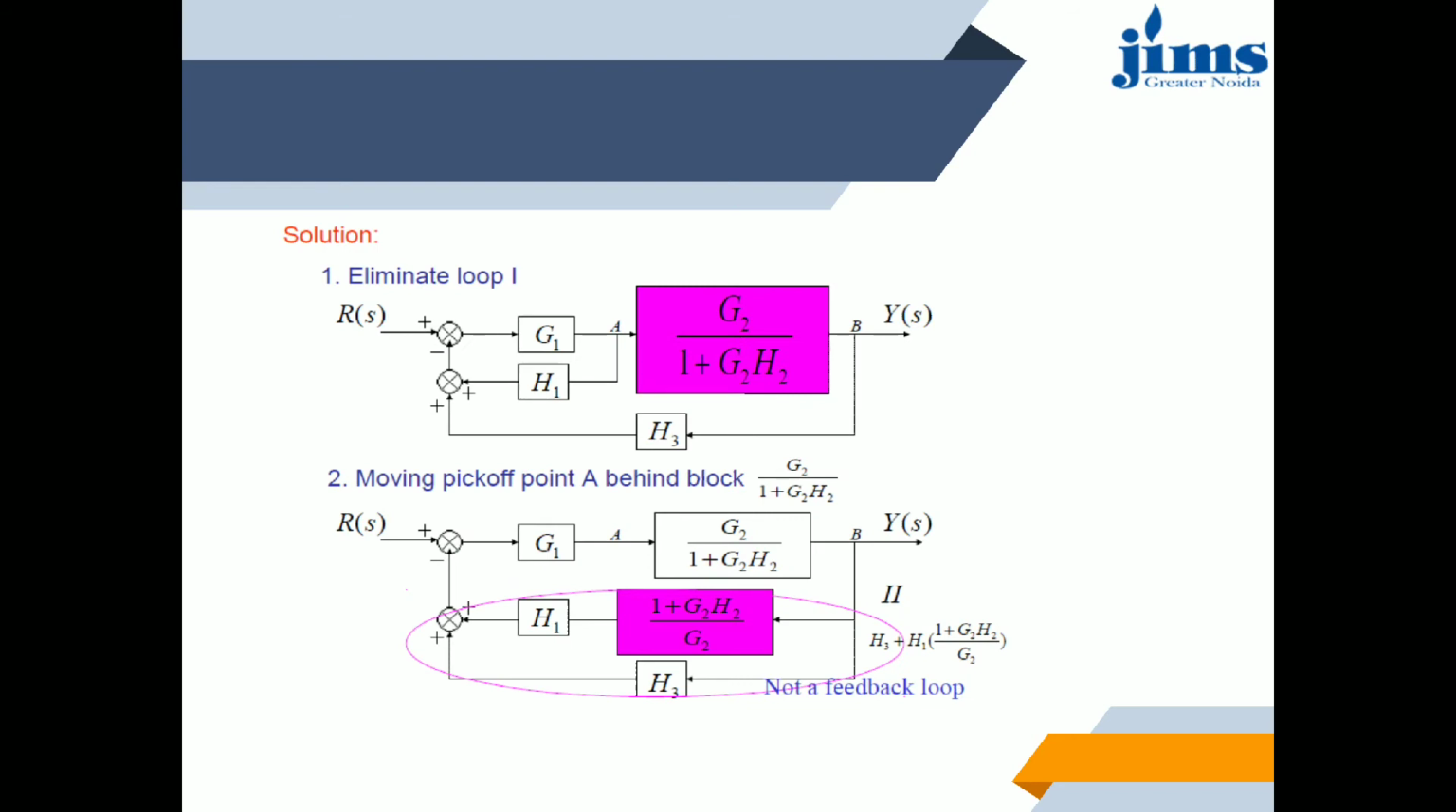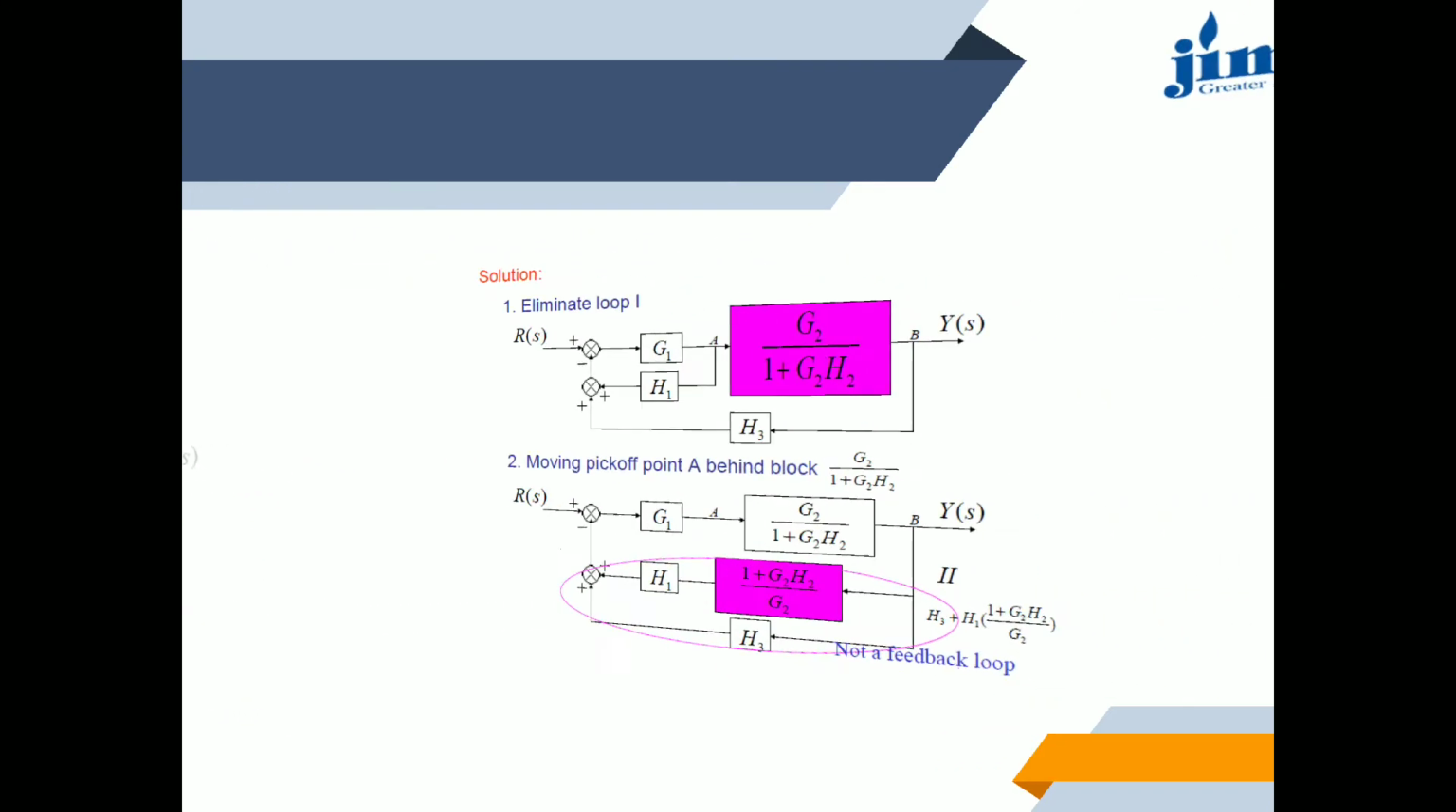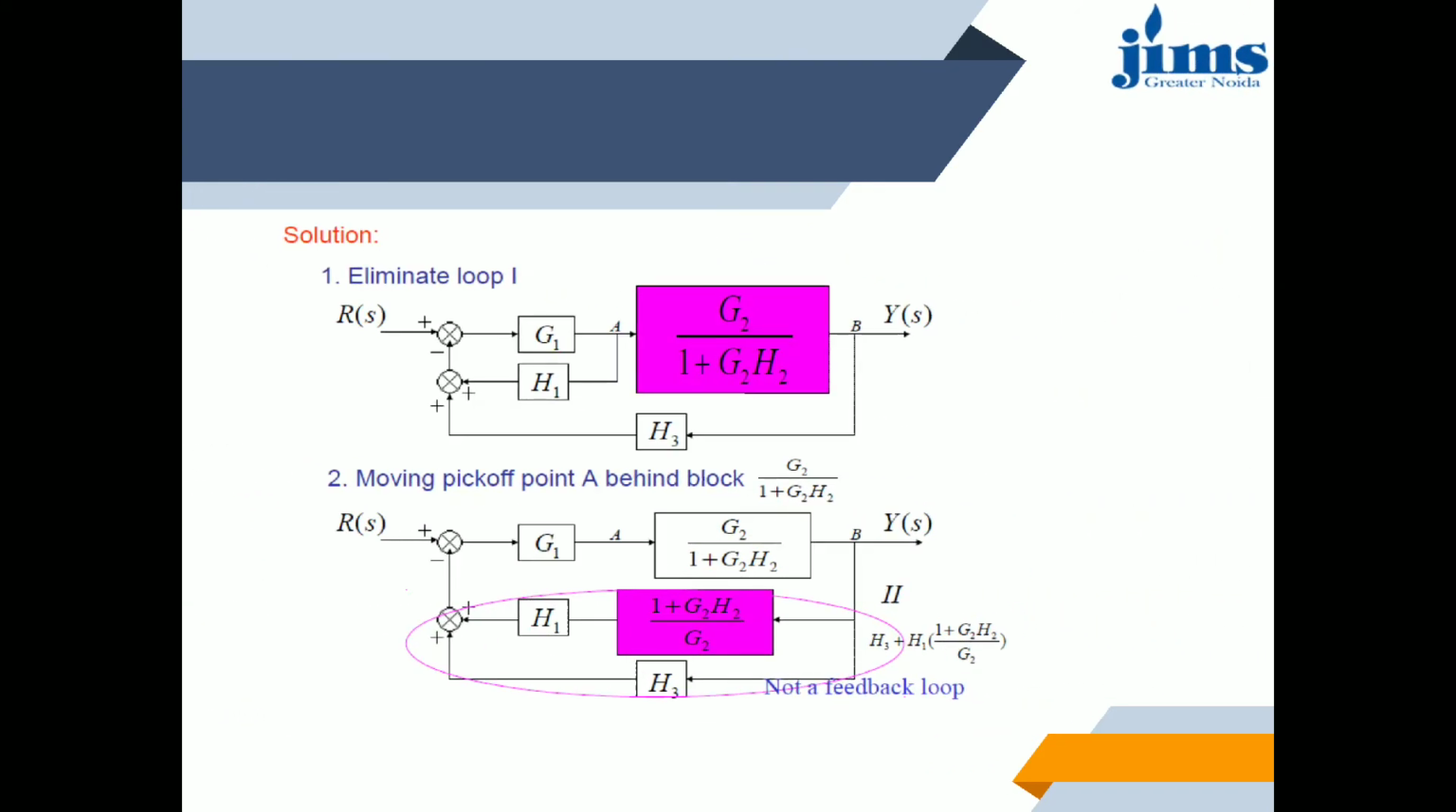So in order to solve this, first we eliminate loop I. Say this is your loop I, and we need to eliminate this closed loop. For eliminating this closed loop, we will apply that whenever we are having a negative feedback, then the transfer function is the gain upon 1 plus gain into feedback, that is G2 divided by 1 plus G2 into H2.